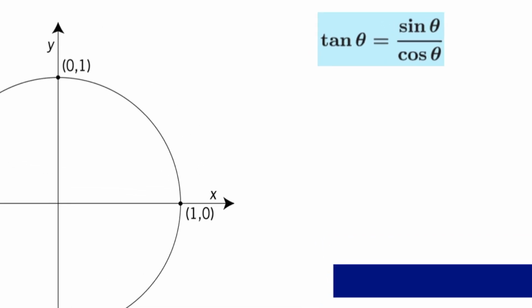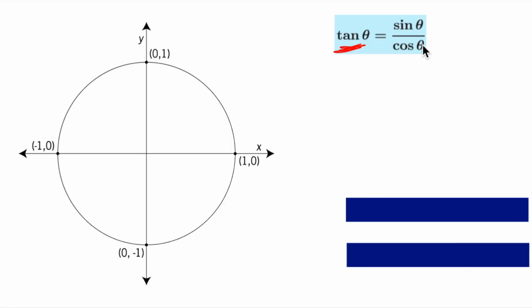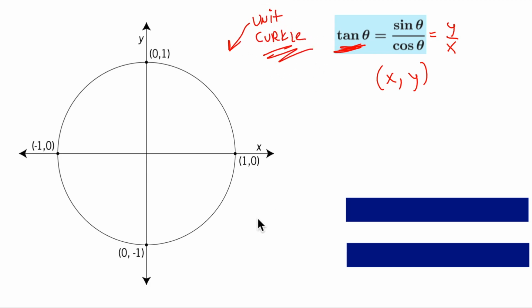All right, welcome. We're going to talk about tangent today. Remember, tangent is sine over cosine, which is just y over x. Remember, we have x and y for coordinates on our unit circle here. Okay, so a couple of things.